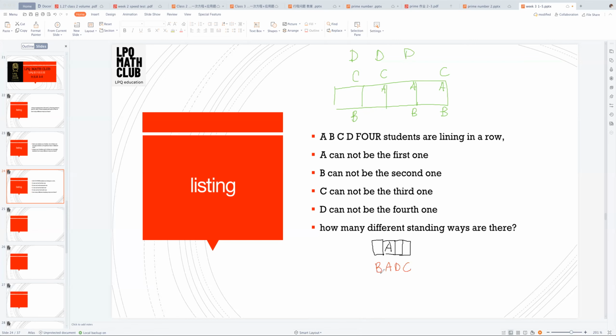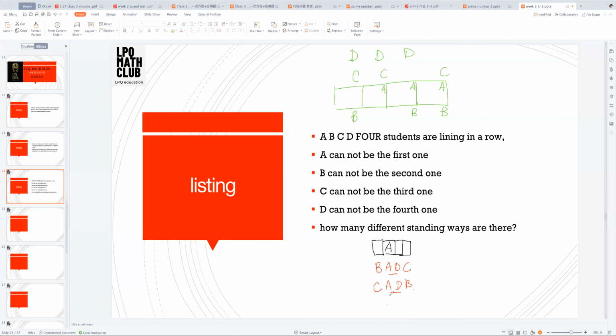So B could be the first one, D could be here, and C could be the last. And we can also have C, A, D, B, right? I'm not going to move A and D because I'm just putting AD here, but just switching C and D.